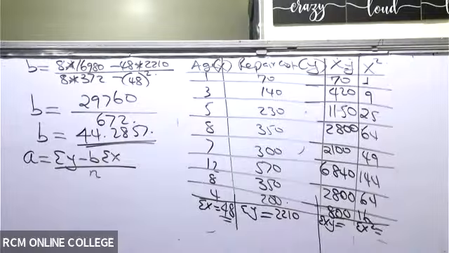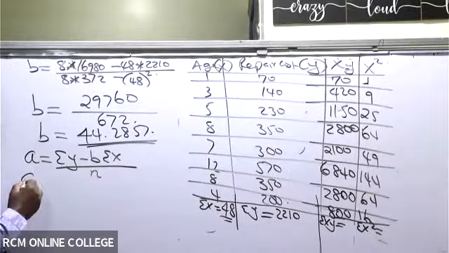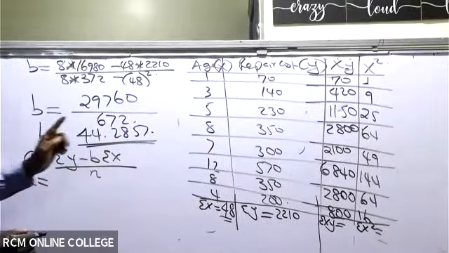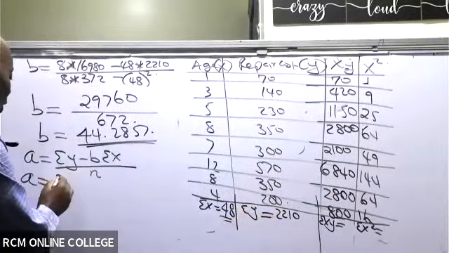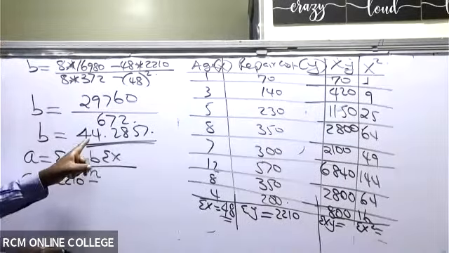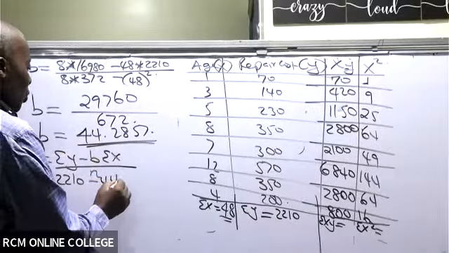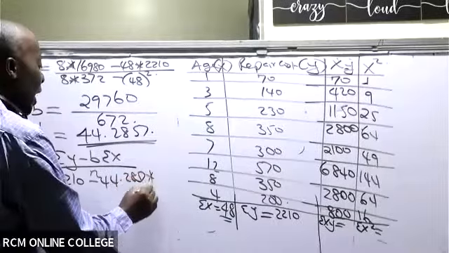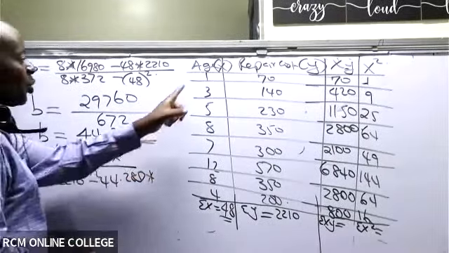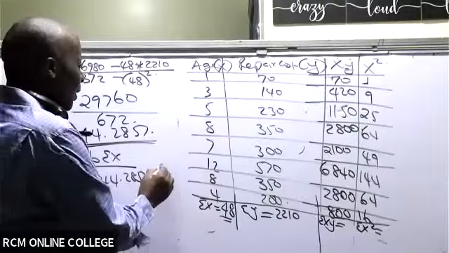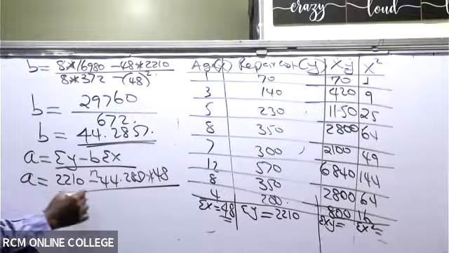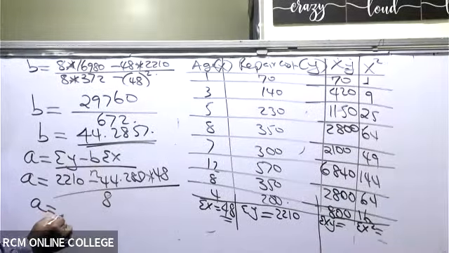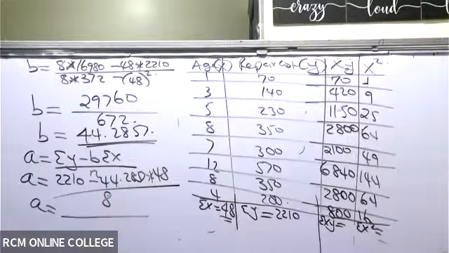So do we have all these parameters? Oh, yes, we do. So our A will be equal to summation of Y, which is 2210, minus B, which is 44.2857, times summation of X, which is 48, divided by our number of data points, which is 8. So again, go slowly and give me the numerator here.